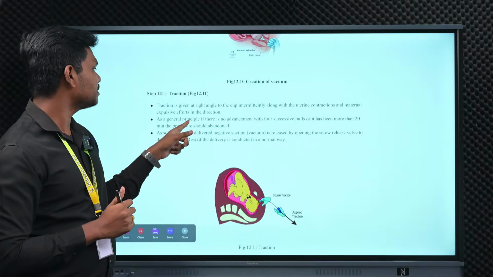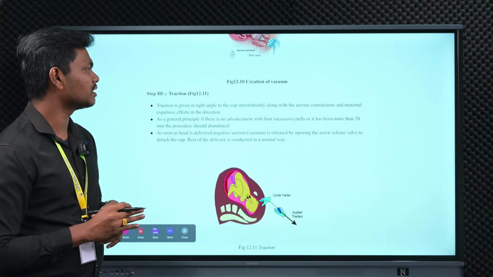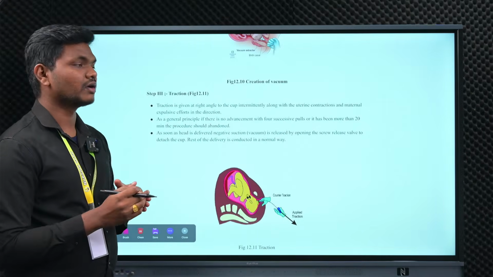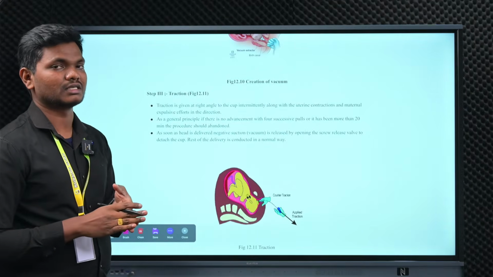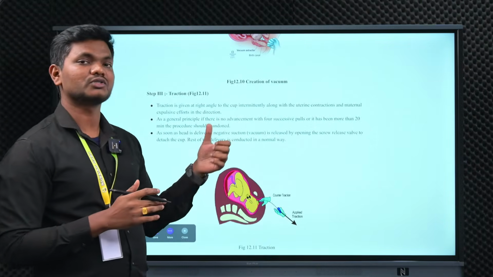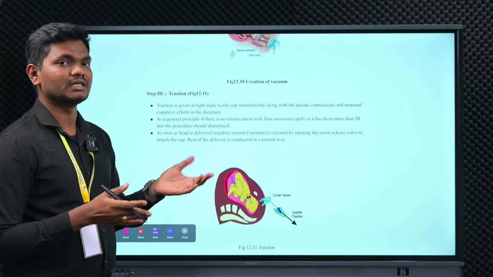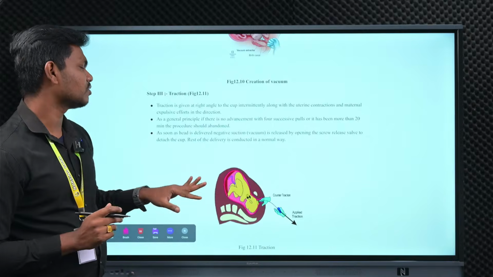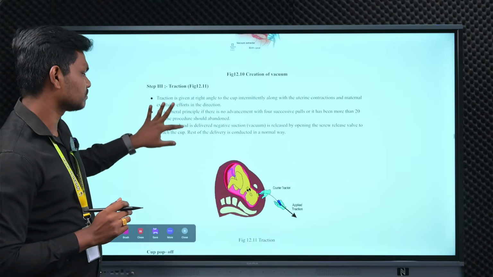As a general principle, if there is no advancement after 4 successive tractions or pulls, you should stop the procedure. Or if the time is going beyond 20 minutes, we should stop this procedure immediately. The mother can be shifted to an emergency cesarean section. That is one of the important things.